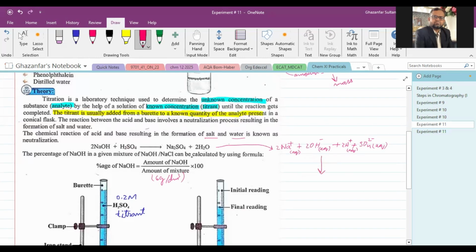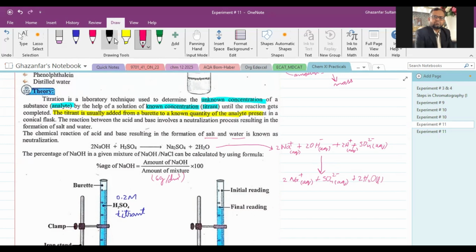On the product side, what are these? 2 sodium ions remain there. 2 moles of sodium ions. And 1 mole of sulfate is also there. And again, it is still in aqueous form. But hydrogen ions combine with hydroxide ions to produce 2 moles of water, and water is in liquid form.